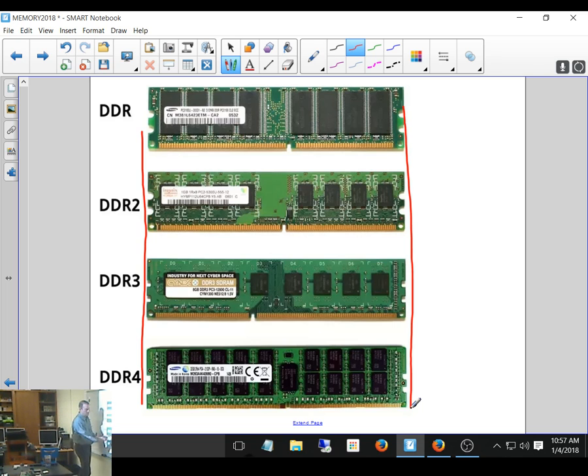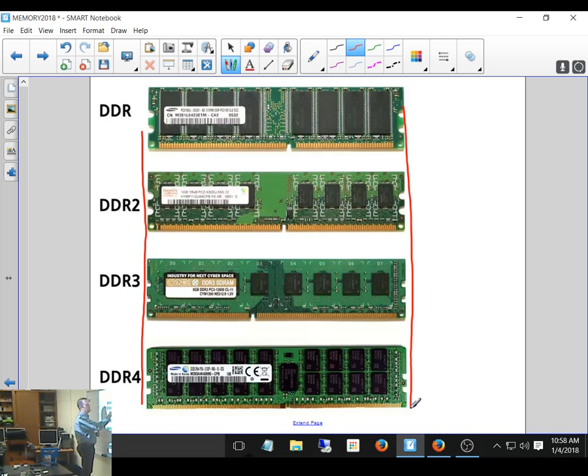So the notch has moved. You can't see it very well, but it's almost lined up back here where DDR originally was. But if you can see how much smaller the contacts are here than here, even though the physical size is the same width, there's way more contacts now in DDR4 than there was back in DDR. The gold contacts have gotten smaller and thinner, so there's way more contacts now than there was before. Okay.